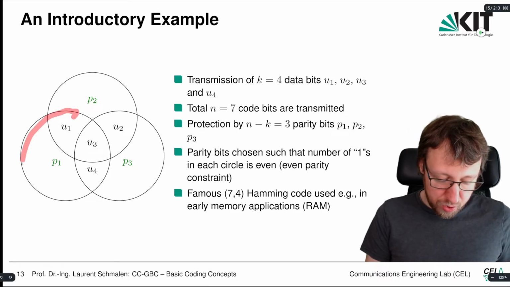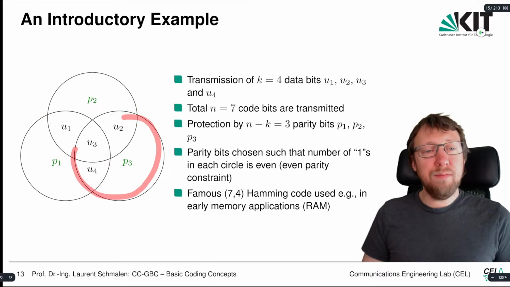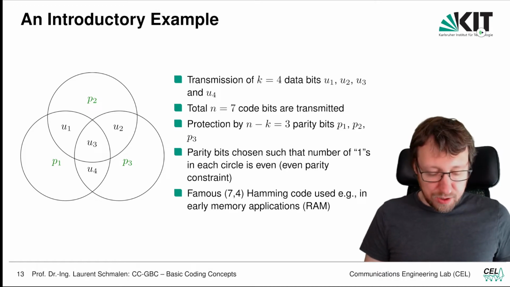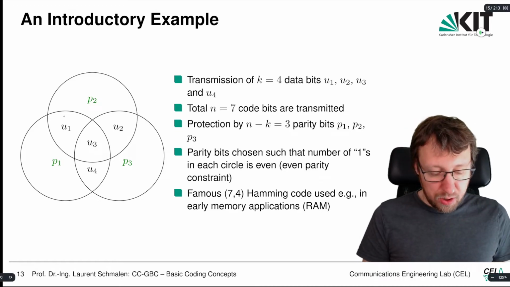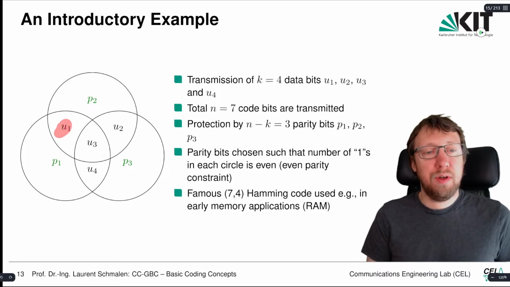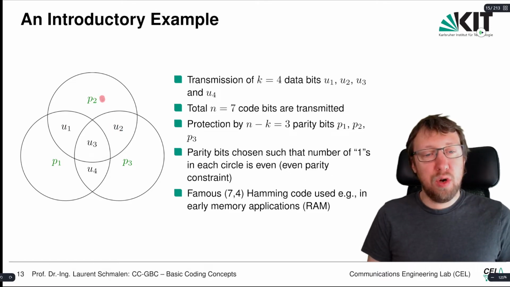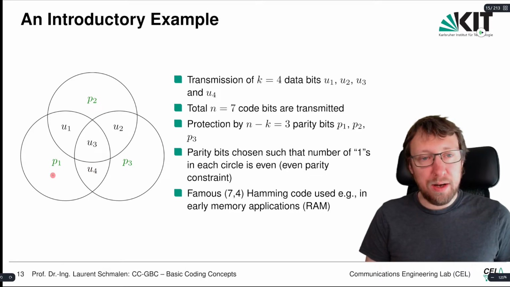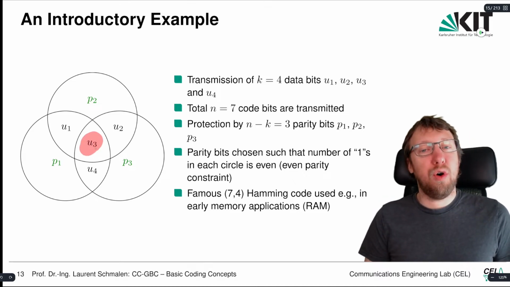And we choose the parity bits in the following way. First, we draw 3 circles, circle 1, circle 2, circle 3. Each circle corresponds to a parity bit. And we draw these circles such that they overlap, at least partially. And in the intersections of the circles, we write our information bits. So we write U1 in the intersection of circle 1 and circle 2. We write U2 in the intersection of circle 2 and circle 3. We write U4 in the intersection of circle 1 and circle 3. And we write U3 in the intersection of all 3 circles.